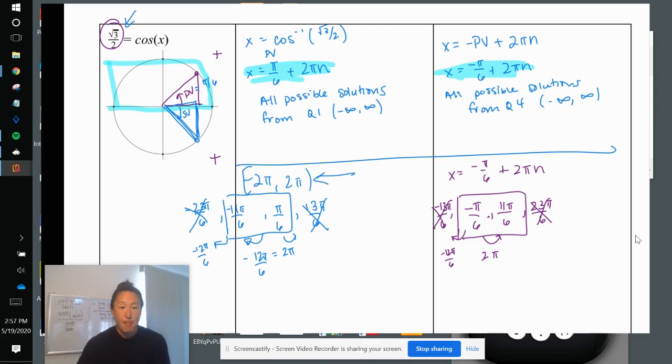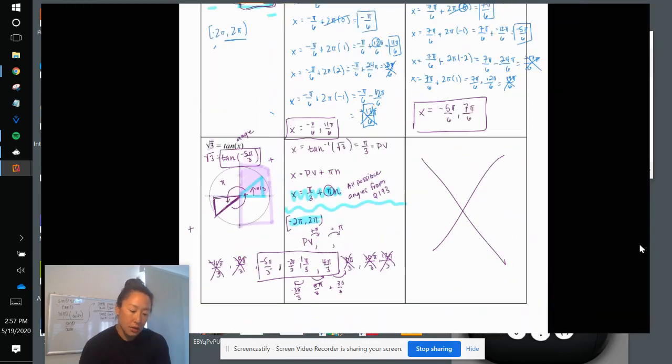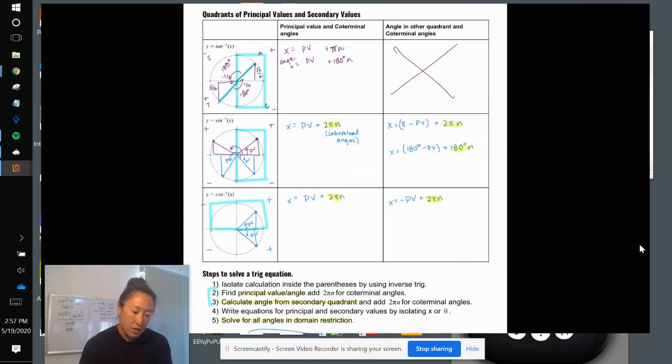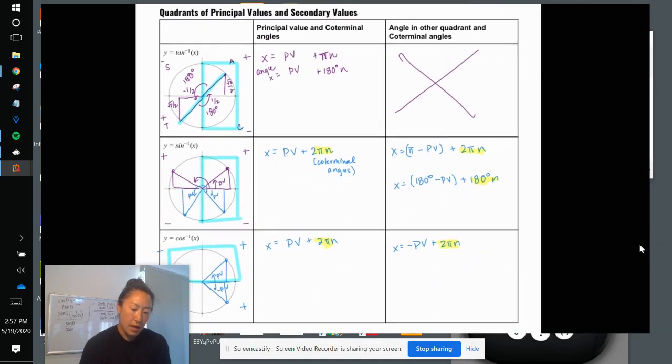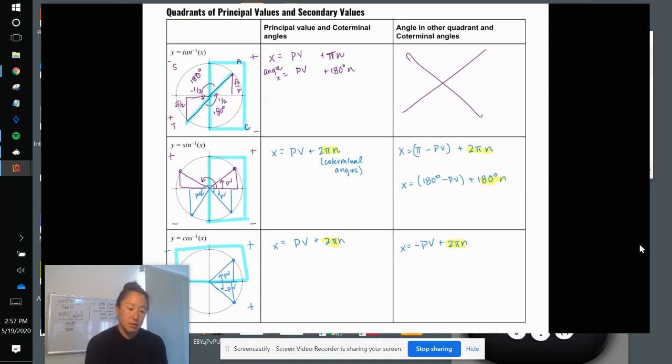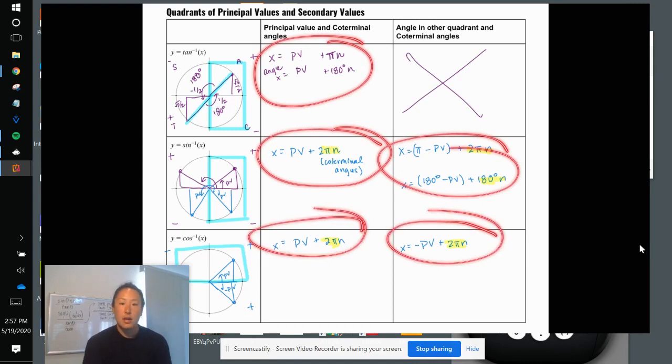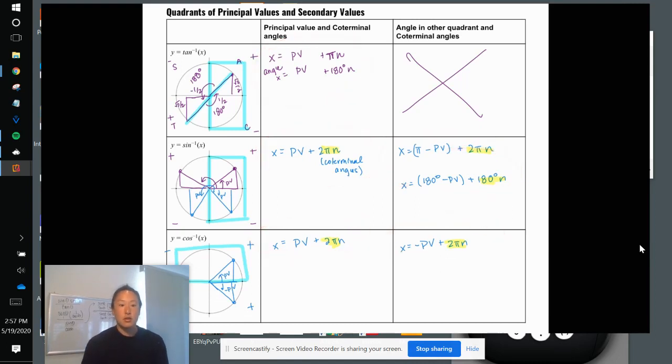That's it. So the thing to remember is that all the different trig ratios have different rules, different little angle setups here. So depending on which inverse trig ratio you're using, those are the rules you're going to use to solve for the primary and secondary angles, or the principal and the secondary angles. Okay?